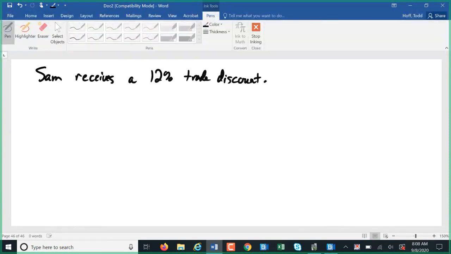Or the same as if you're running your own machine shop, purchasing your metal and other supplies. If you're purchasing a high enough volume, your supplier will give you a trade discount because they know they're going to get a high volume of sales to you. It's going to be recurring sales. They don't have to do a lot of effort to get those sales, so they can reduce their profit margin and still make money off you comfortably and keep you happy. So Sam here receives a 12% trade discount.